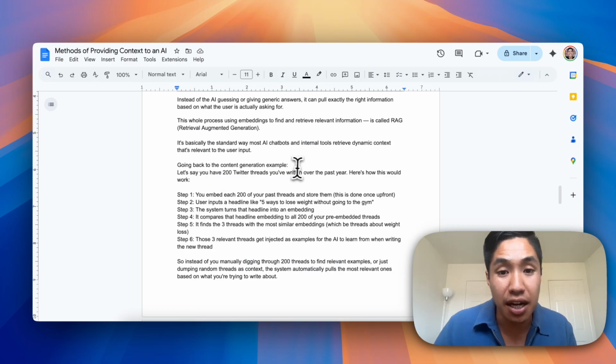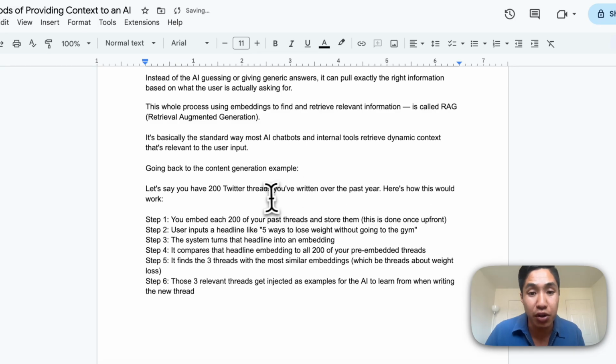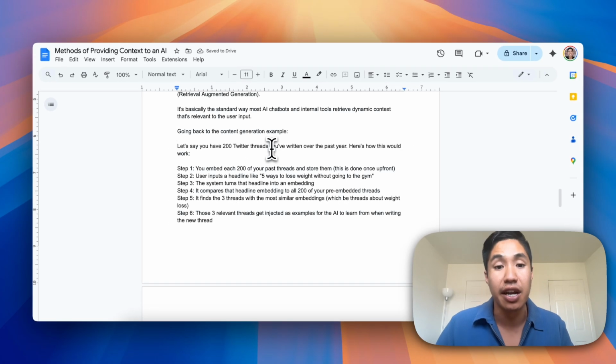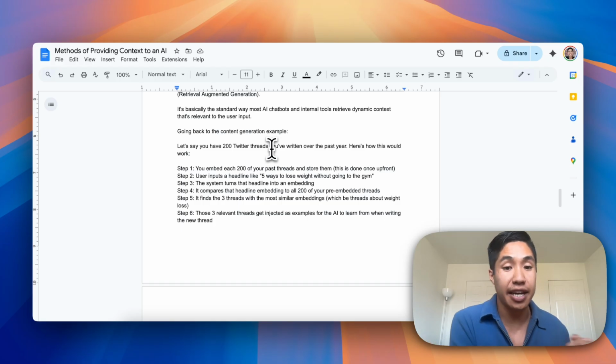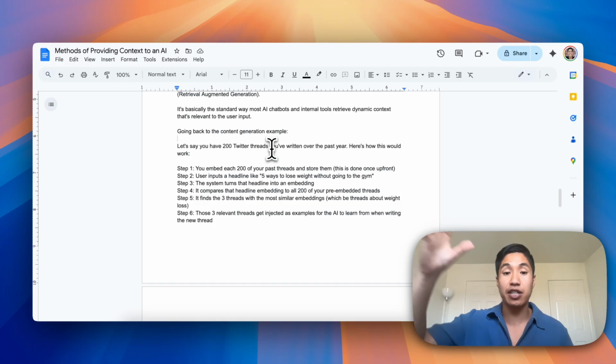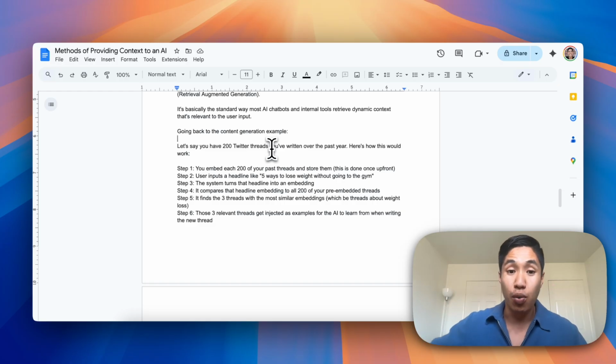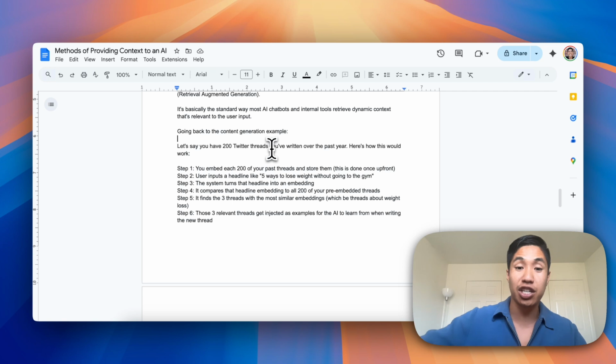So going back to the content generation example, let's say you have 200 Twitter threads that you've written over the past year. Here's how this would work, okay? Step one, I call this data ingestion. You're gonna embed every single thread. We have 200 of these threads. We're gonna convert each thread into an embedding, again, those lists of numbers, and push them up into a vector database.